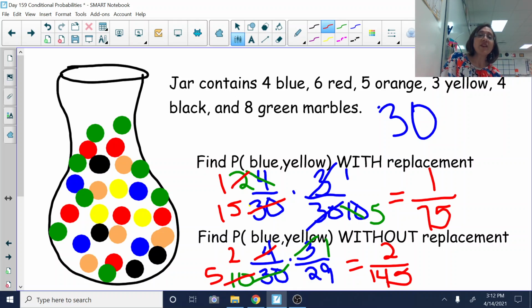And there you go. So it does matter if it's an independent or dependent event because it's going to change your probability. So you're going to have to watch that. So I think that is everything.